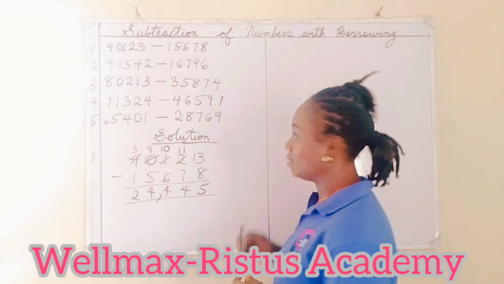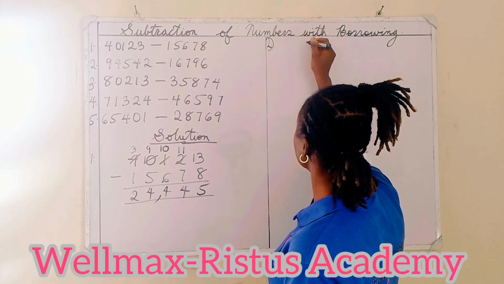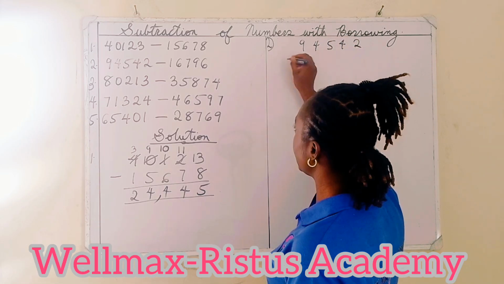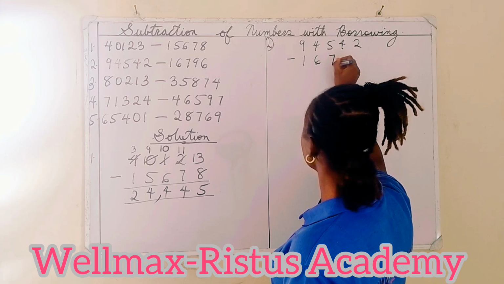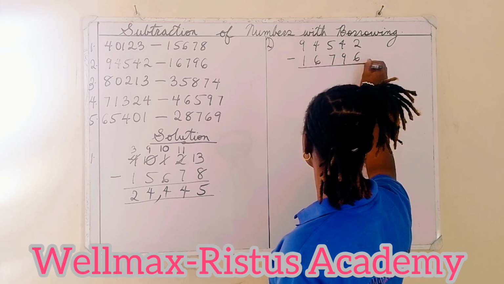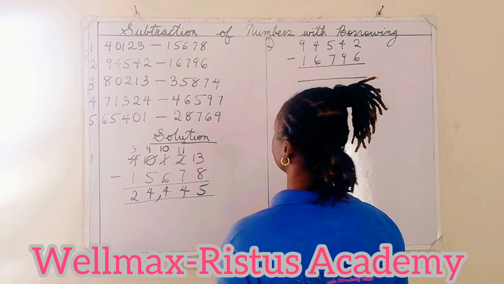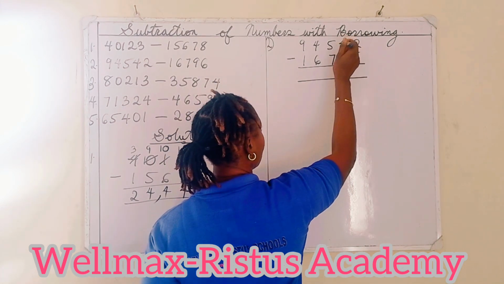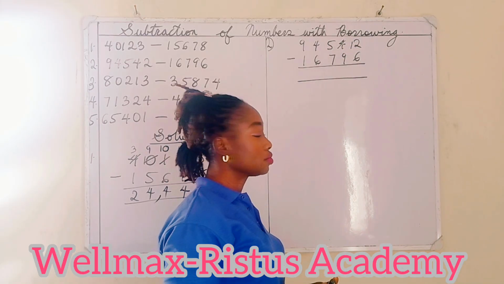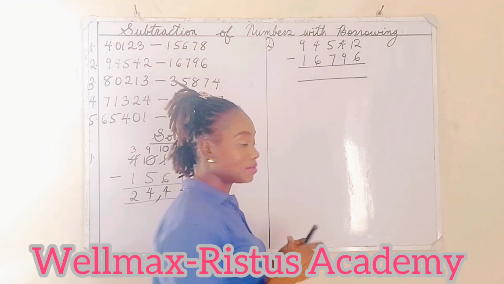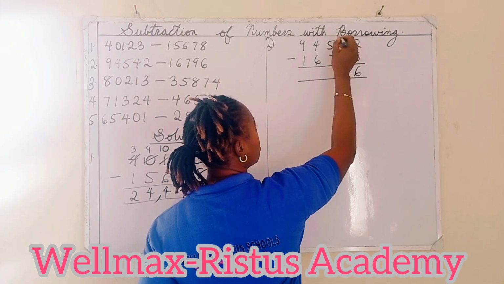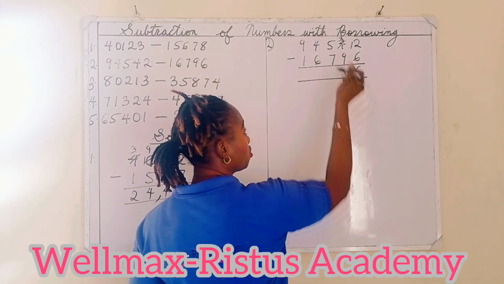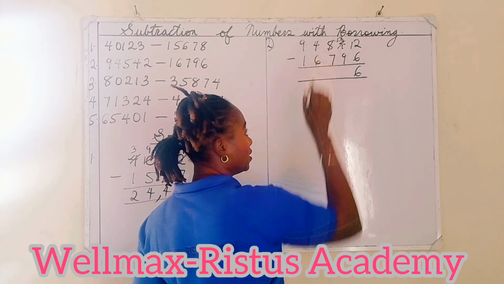Okay, let's take the second example, or the second question. Number 2, we have 94,542 minus 16,796. Okay, 2 cannot take away 6, right? So we're going to borrow 1 from 4, add it to 2 to make it 12. Now 12 take away 6 is 6. And we're left with 3 here. 3 can't take away 9, obviously. We're also going to borrow from 5 here, add it to 3 to make it 13.